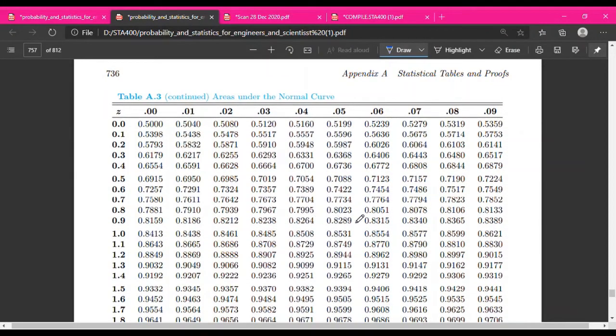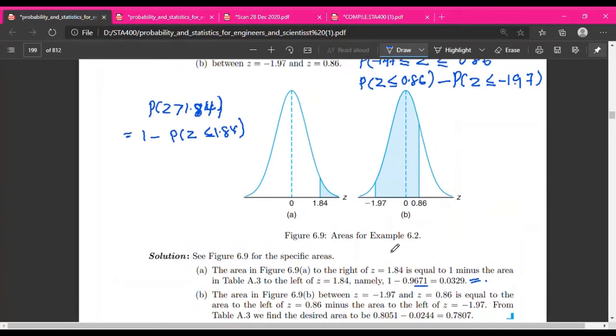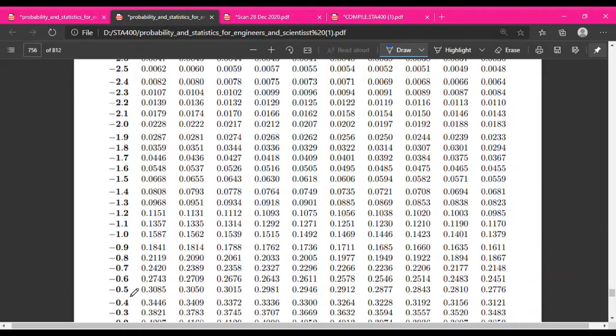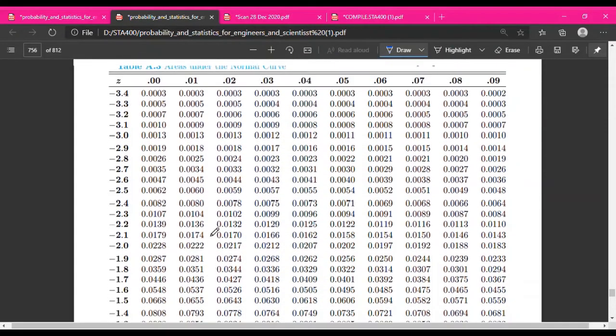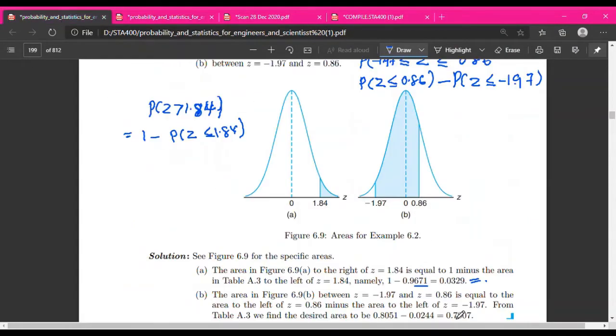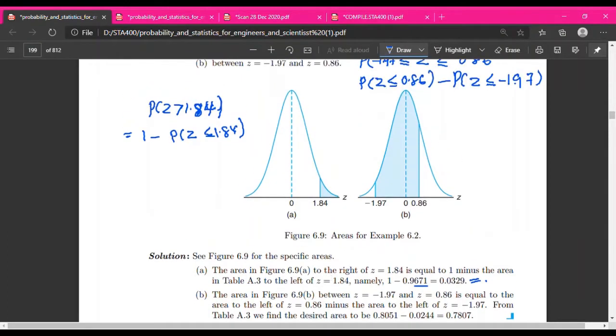Okay, here 0.86, 0.8051. Okay, minus negative 1.97. Negative 1.97, which is 0.0244. So minus 0.0244, the answer is 0.7807. So di sini value-nya adalah probability area under curve adalah 0.7807. Itu kalau gunakan table less than.